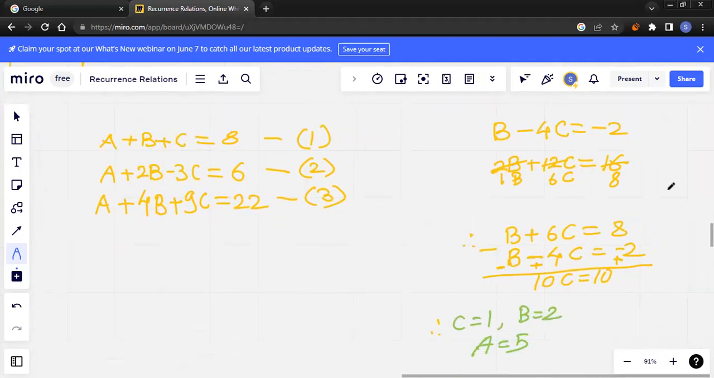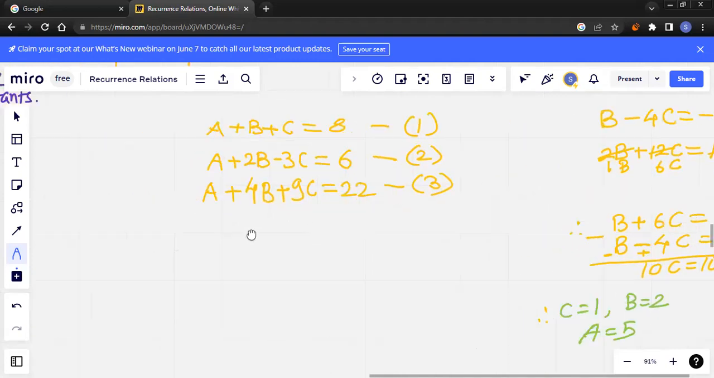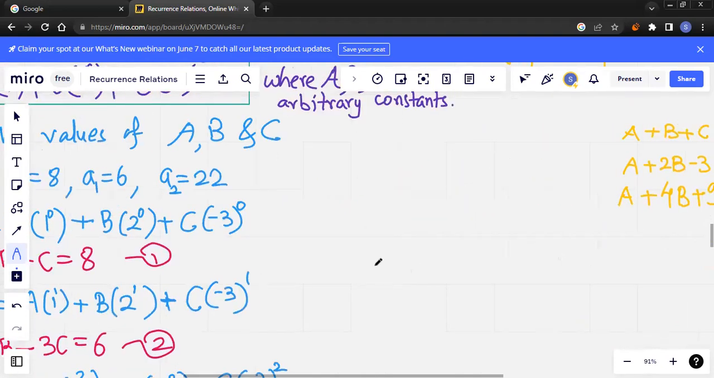If c happens to be plus 1, this will be b minus 4 equal to minus 2. So b is equal to 4 minus 2, which is 2. And if I put the values of c and b over here, what I find is a + 2 + 1 = 8, meaning a + 3 = 8. So a is 5. So we got the values of a, b and c.